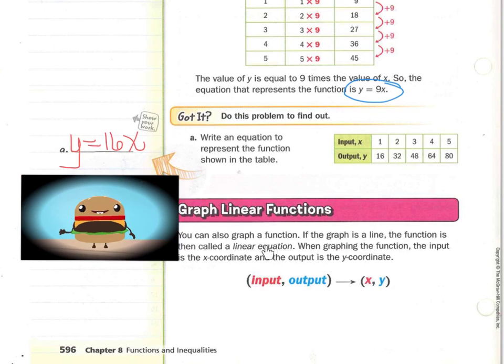You can also graph a function. If the graph is a line, the function is then called a linear equation. When graphing the function, the input is the x-coordinate and the output is the y-coordinate. We kind of already talked about that, and you always graph the x before the y. Go ahead and go to the next page.